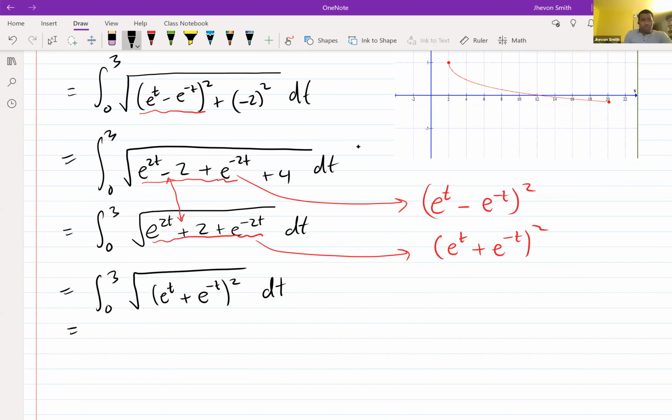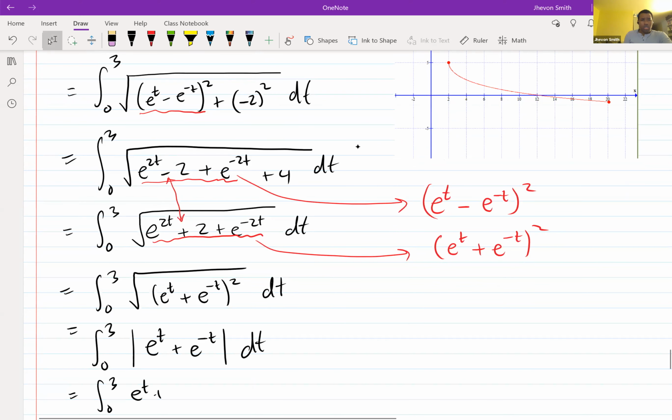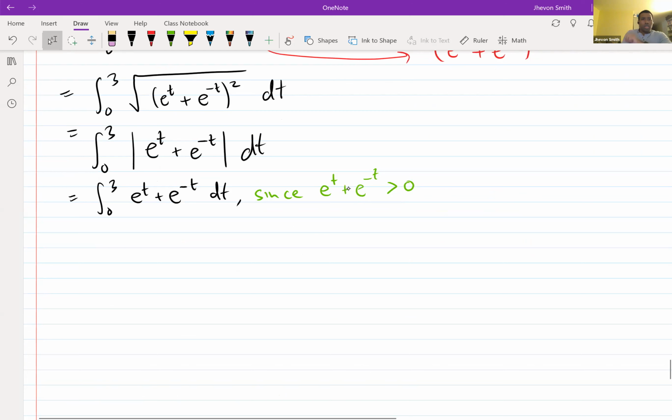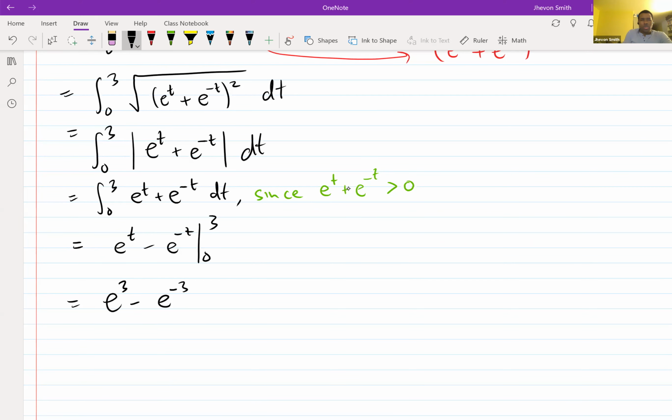Okay, so what is that? Well, it's the absolute value. Now in this situation, it doesn't actually make a difference because this is always positive. It's greater than 0, so the absolute value does nothing, and it just leaves it as that. So what you can do then is integrate: the integral of e to the t is e to the t, the integral of that is minus e to the minus t, between 0 and 3. Plug in 3, you get e cubed minus e to the minus 3. Plug in 0, you get 1 in both, they'll kill each other. That is your answer. That is the length of the curve.